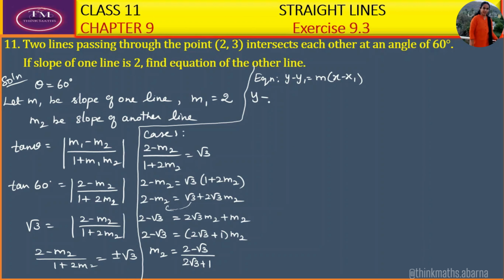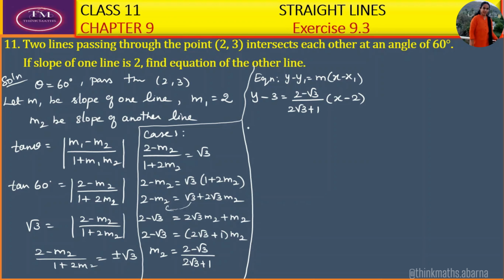So y minus, where does it pass through? So it passes through 2 comma 3. So y1 will be 3. M is slope, which is 2 minus root 3 divided by 2 root 3 plus 1 into x minus x1 is 2. Okay. So now cross multiplying, we will get 2 root 3 plus 1 into y minus 3 equal to 2 minus root 3 into x minus 2.